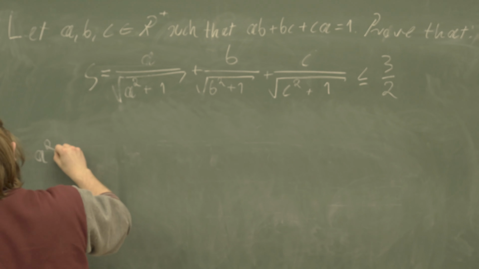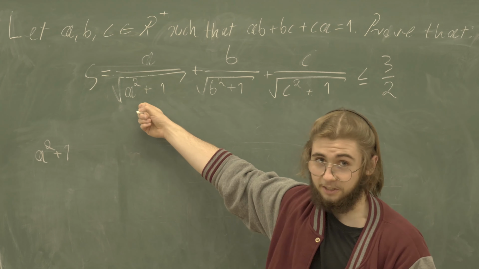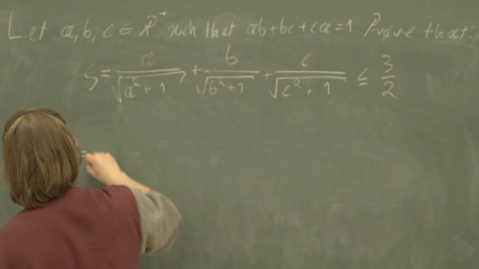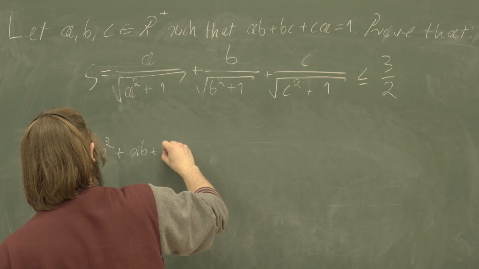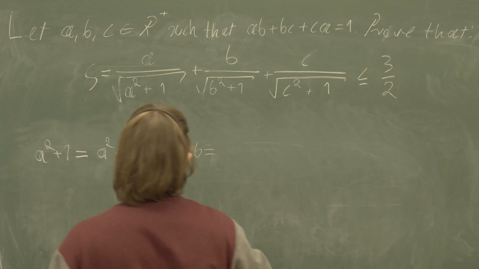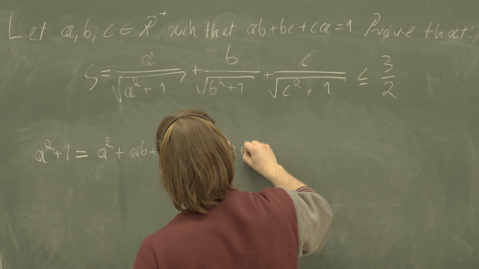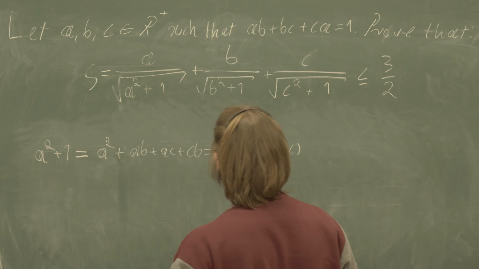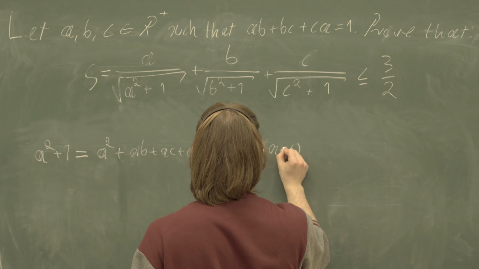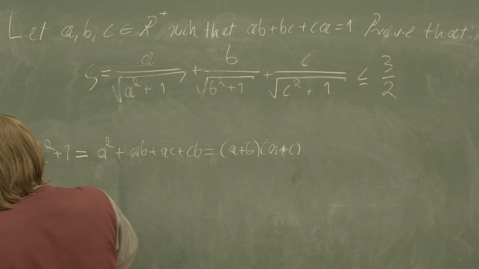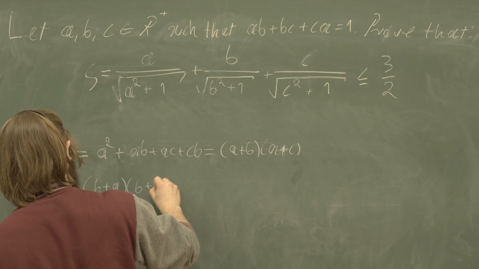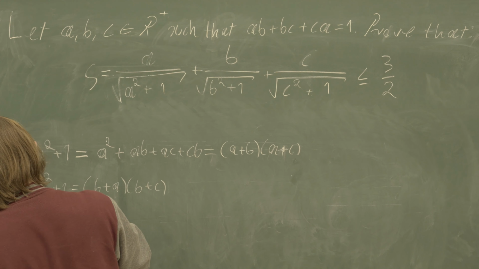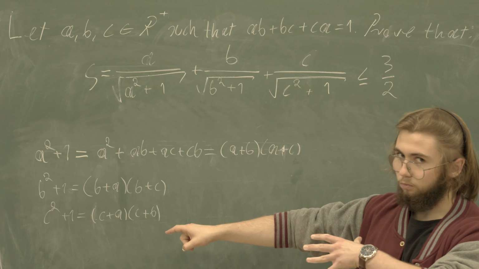You see, A squared plus 1, so first of all, I'm going to look at what is inside of this first square root right here. It is actually going to be equal to A squared, this I have to write once again, plus A times B plus A times C plus C times B. And that, after factoring everything out, is going to be equal to A plus B multiplied by A plus C. And so by the same reasoning, we can actually go on and say that B squared plus 1 is going to be equal to B plus A times B plus C, and C squared plus 1 is going to be equal to C plus A times C plus B. That's awesome. So we got something, that's for sure.